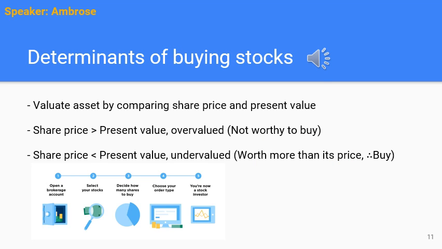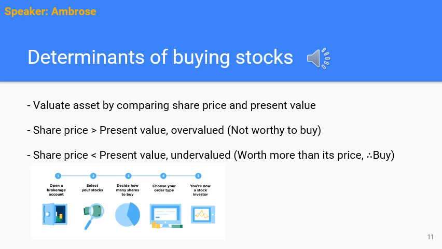So what are the determinants of buying stocks? From the previous slides, we know the determinant of buying stocks is to evaluate the asset. What do we mean by evaluating the asset? It means we have to compare the share price and the present value. By calculating the present value, we can compare it with the share price.